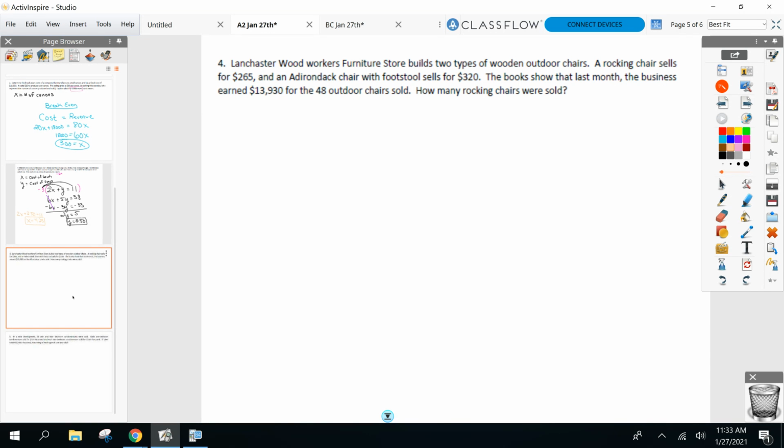Okay, so it looks like two types of chairs. And it doesn't tell me let X equal this, let Y equal that. So you can do your own variables. All right, I'll do R for rocking chair. And A, I guess, for Adirondack. I would highly recommend not choosing O for your variable because it may look like a 0, but just a heads up there.